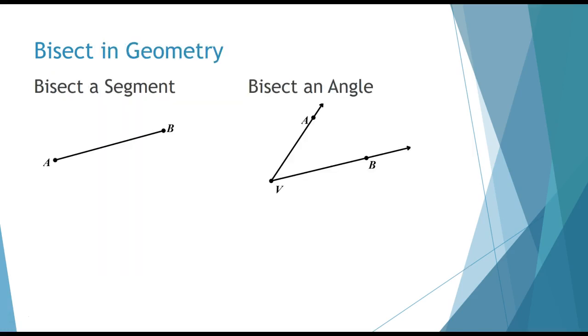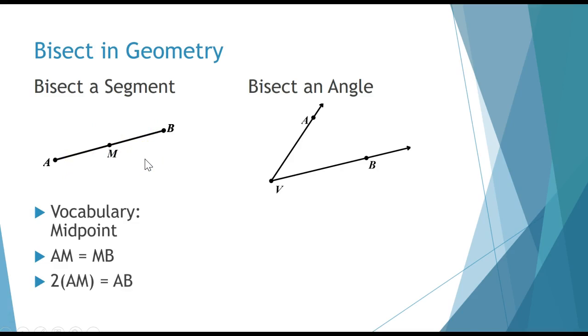When we bisect a segment, we bisect with a point. That point is called a midpoint. And what that midpoint will do is it will divide our segment into two little segments that are equal. So in other words, AM will be the same as MB. Since they are the same, sometimes we think about it that it takes two of the AMs to equal the AB, or likewise, it takes two of the MBs to equal the giant AB.